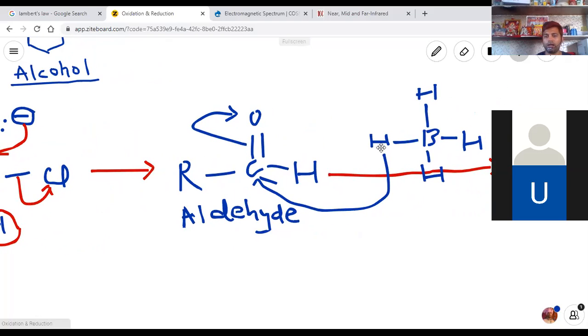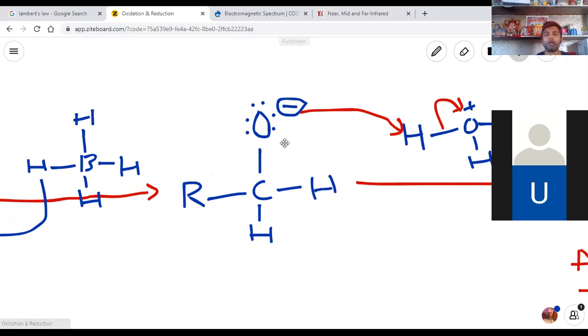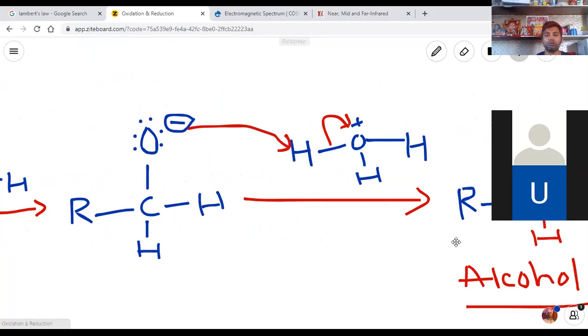Again, the same procedure follows. From the borohydride ion, one hydrogen will attack the carbon. This bond will go to the oxygen. Now there are no better leaving groups, or there are no leaving groups. So what will happen? This oxygen will abstract one hydrogen from the hydronium ion.